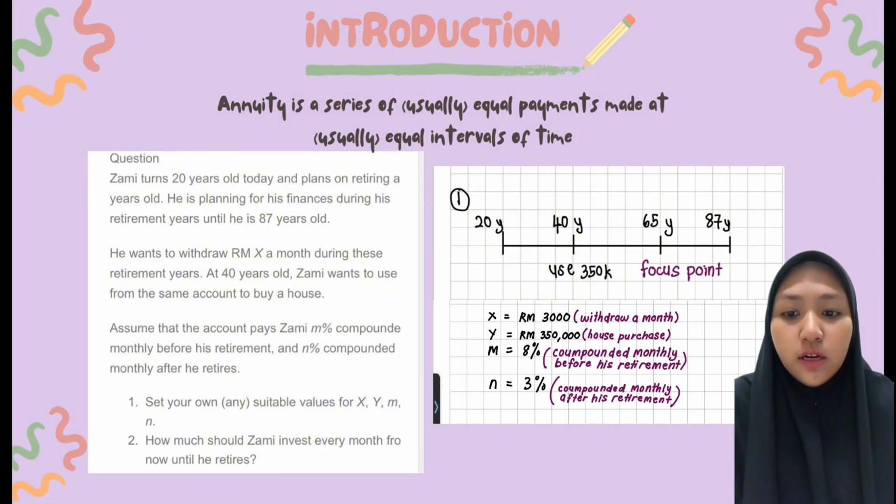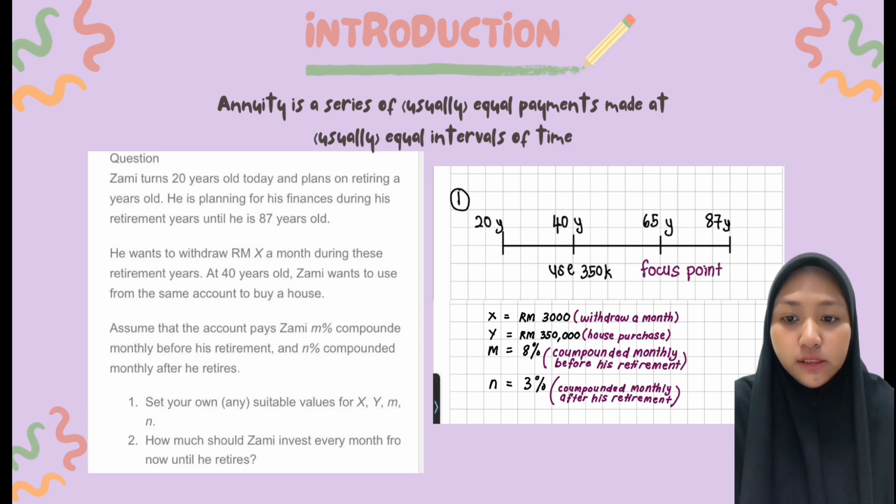The question is, Zami turns 20 years old today and plans on retiring at Y years old. He is planning for his finance during his retirement years until he is 87 years old. He wants to withdraw RMX a month during these retirement years. At 40 years old, Zami wants to use money from the same account to buy a house. Assume that the account pays Zami M% compound monthly before his retirement and N% compound monthly after he retires.